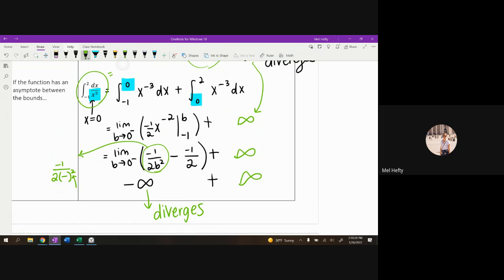Yep. So honestly, if I were doing this question, I would probably end after doing just this side. If I got that side all the way done and I saw a version of infinity, I already know it diverges. I don't even have to check the second half.